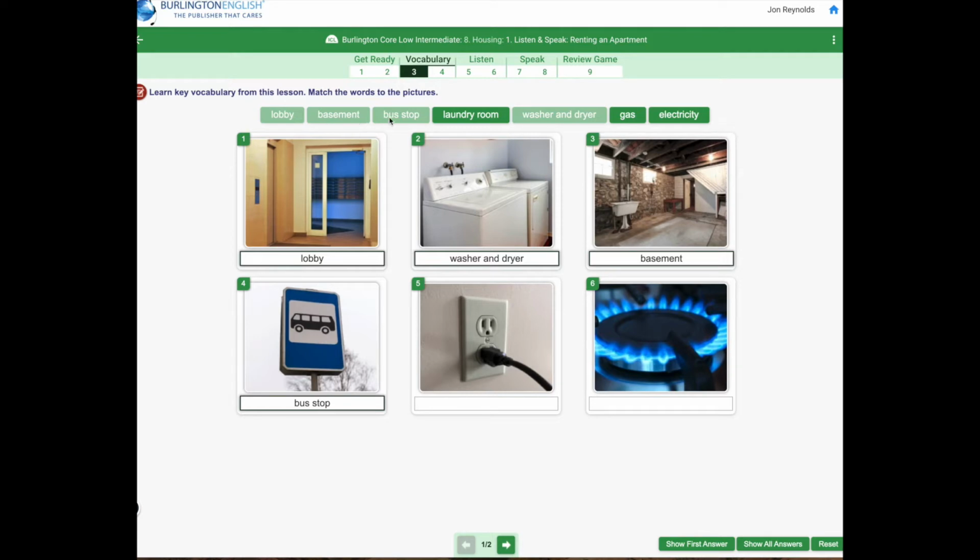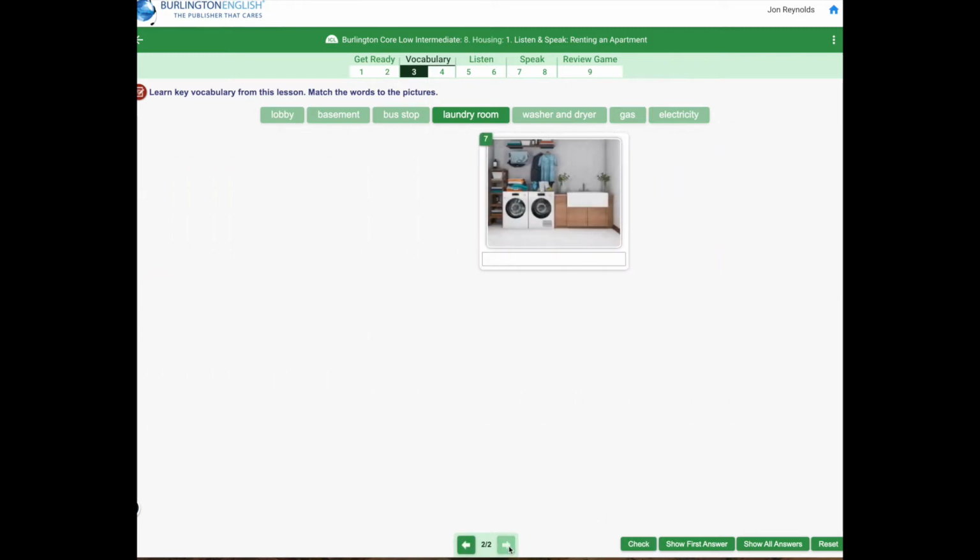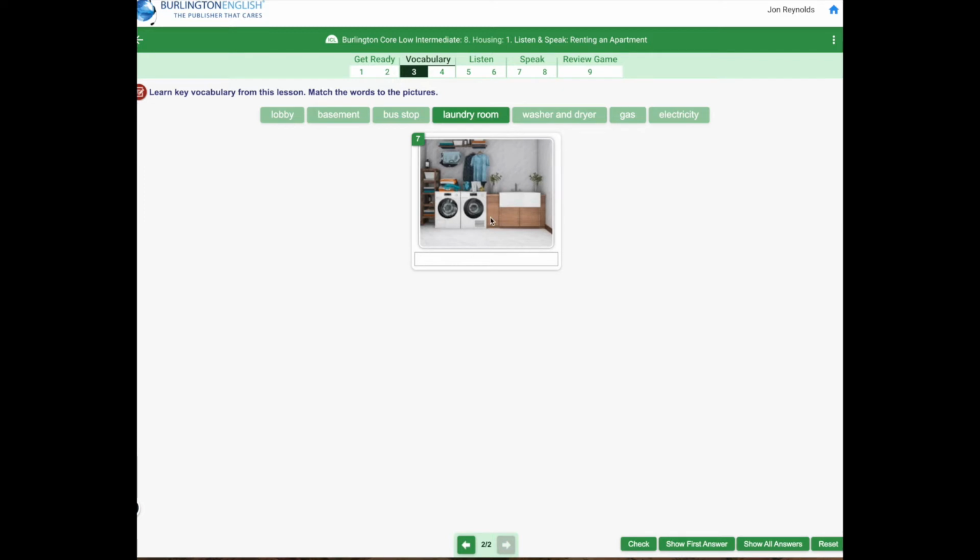So notice we have 7 answers but only 6 pictures. Well, we'll see. Okay, what about gas? For example, in my house, I have gas for my heat. So this one perhaps? And then finally, electricity. Well, probably this one. Okay, now we're going to go to the next page. So notice we do have one more page and one more picture. Perhaps this one is the laundry room? Let's try it.